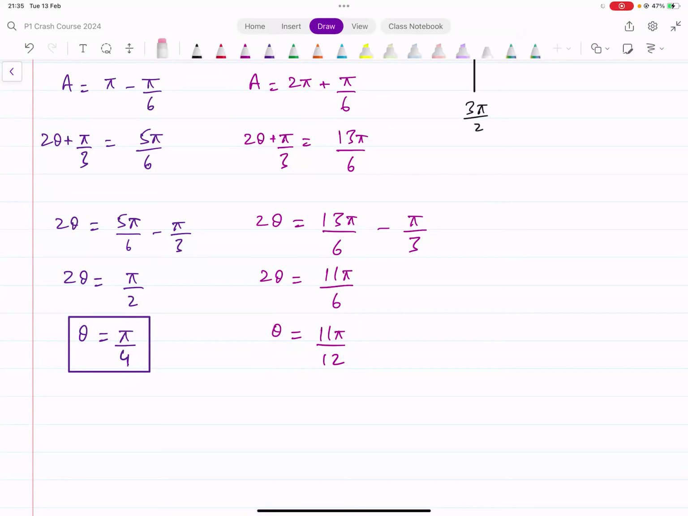Is that okay? Any questions on this? Any questions on this, anyone? No?